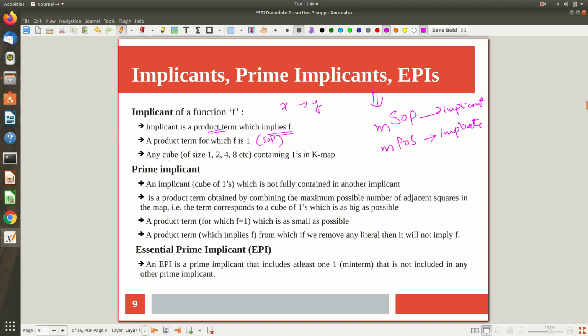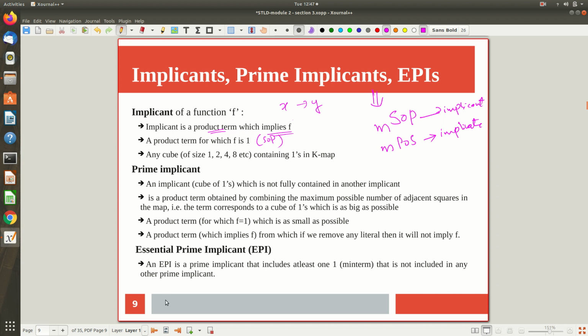Now if you are looking at the K-map, the same thing you can visualize like any cube. We will group like 2 per 1 cell, or sometimes we will group like 2 per 2 cells, 2 per 4 cells, 2 per 8, like that we are grouping, right? So any of such cube can be called an implicant, provided it contains only ones. So all possible groupings, something like that. So the implicant is a very general term. Prime implicant is something special, we will see that.